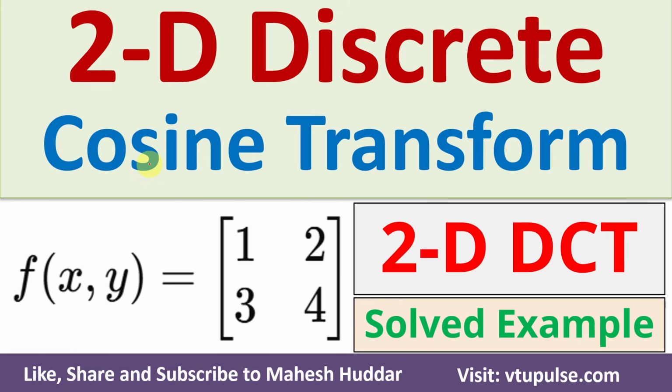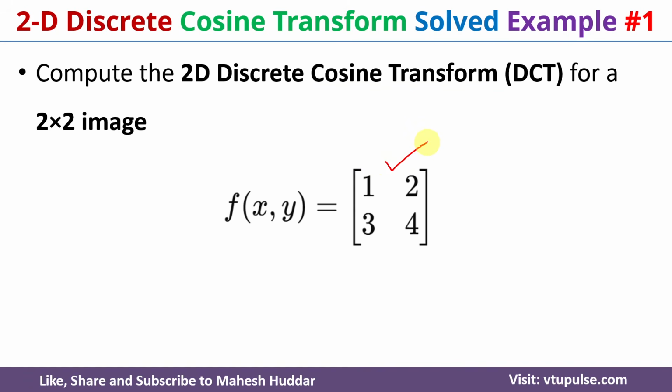Welcome back. In this video, I will discuss how to compute 2D discrete cosine transform coefficients for a given 2 by 2 image block, which is a fundamental process in image compression and signal processing. Here a 2 by 2 image is given to us. For this, we need to compute 2D discrete cosine transform coefficients.